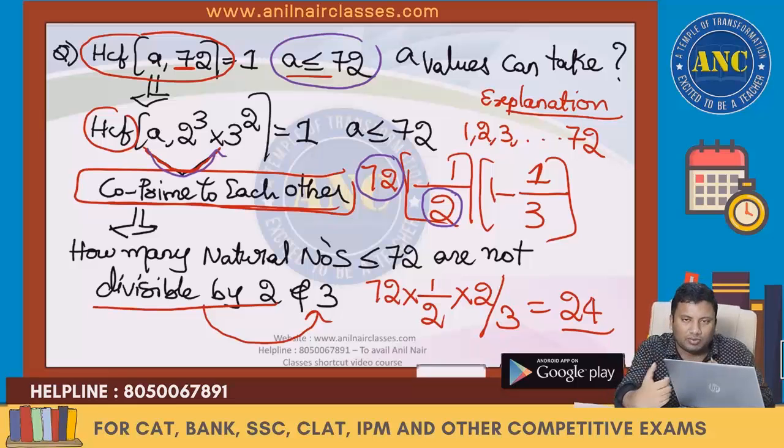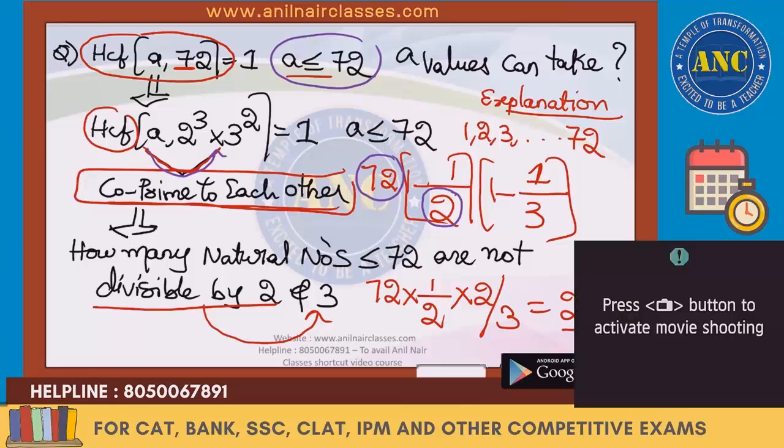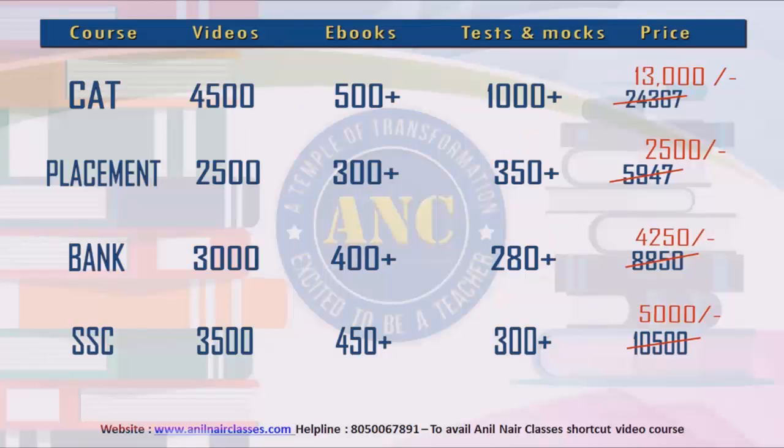That is 1 minus 1 by 2. Out of three consecutive numbers, one is divisible by 3. How many are not divisible by 3? 1 minus 1 by 3. So the answer is 72 into 1 by 2 into 2 by 3.